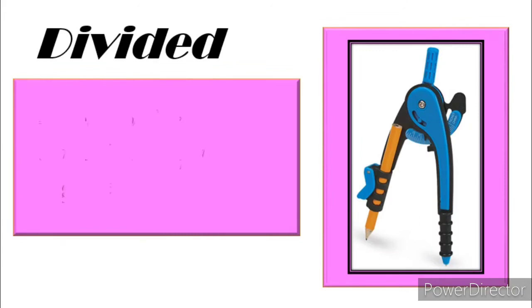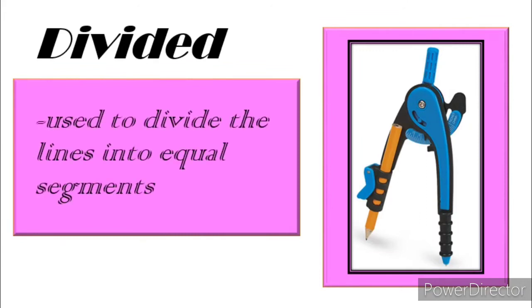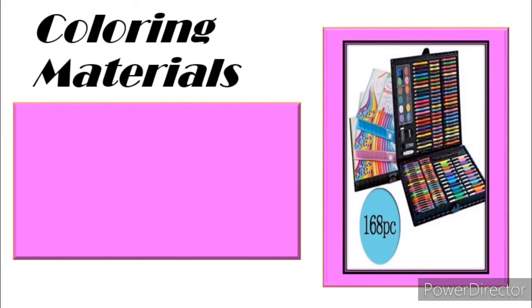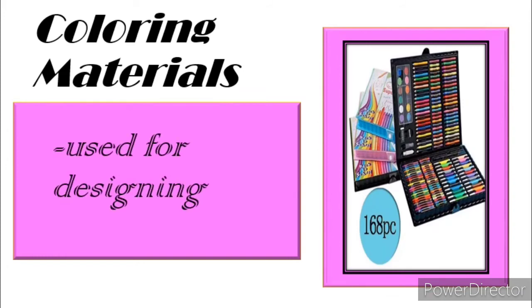Number 7, divider. It is literally used to divide the lines into equal segments. It is also used for transferring measurements. Last but not least, the coloring materials. Coloring materials such as colored pencils, crayons, and watercolor are used for designing. It's also used to enhance the quality of your drawing or lettering.